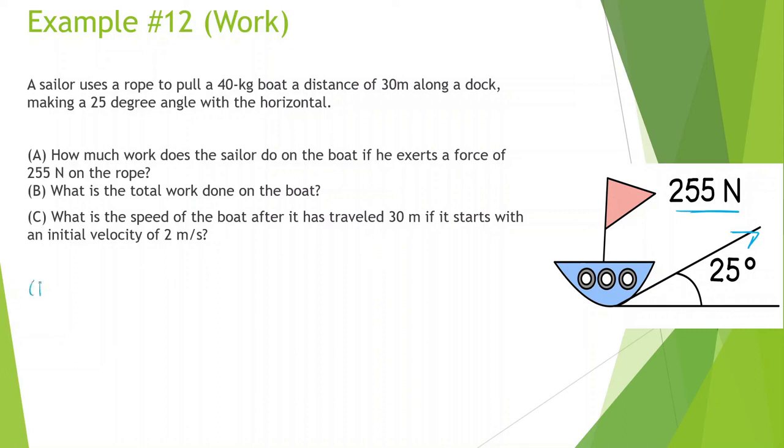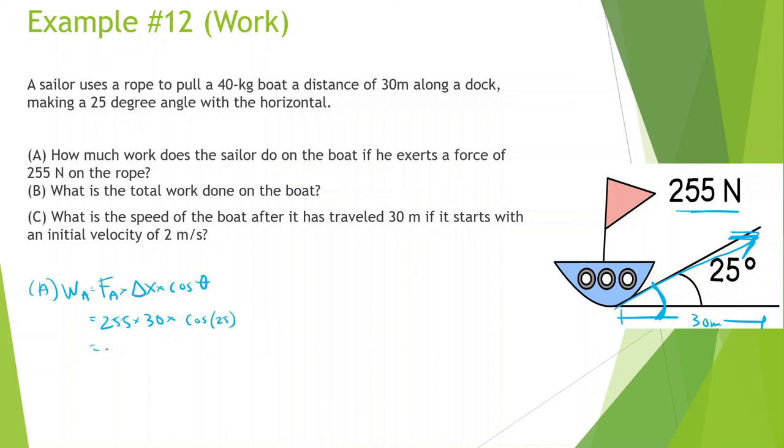So first one, we should know the work applied by the sailor is the force applied times the displacement times cosine theta. One thing we should know is this boat is going directly to the right 30 meters. So this is going to be equal to force applied, which is 255, times displacement, 30, times cosine of the angle. This angle is 25 degrees, so the angle between the force and the displacement is 25 degrees.